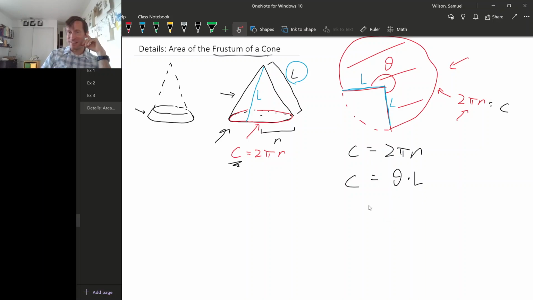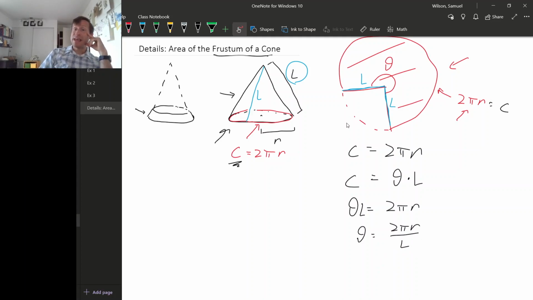Okay, well look, since both of these are C, we can set these equal to each other. So theta L is 2 pi r, sorry, I've left off an L here. I need an L. So then we can find theta. Theta is 2 pi r over L.